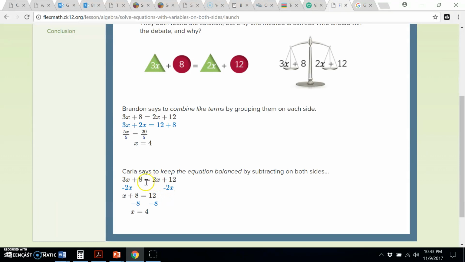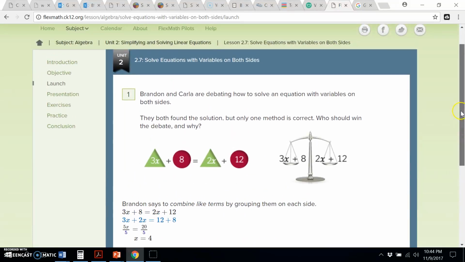Always move the smallest variable. You see the 3x and 2x? You always move the smallest coefficient. So we moved the 2x, which means we need to do the inverse operation. Subtract 2x from both sides, and you're left with x plus 8. Remember that x is also 1x. And then x plus 8 equals 12. So then you need to subtract. That's a one-step equation. Subtract 8 from both sides, and then you're left with x equals 4. So Carla works it out the correct way.